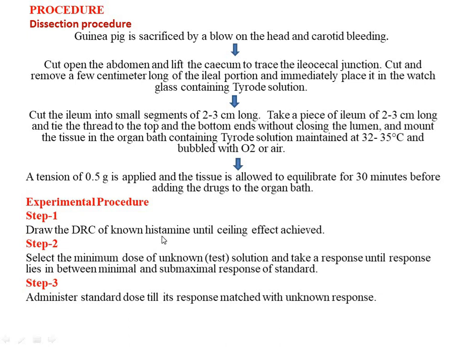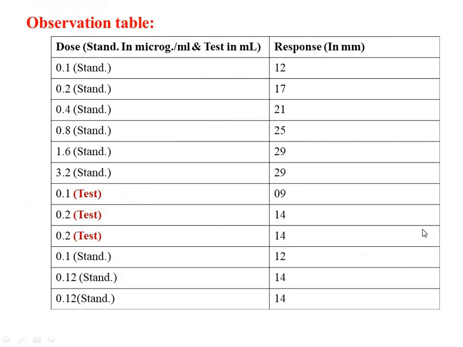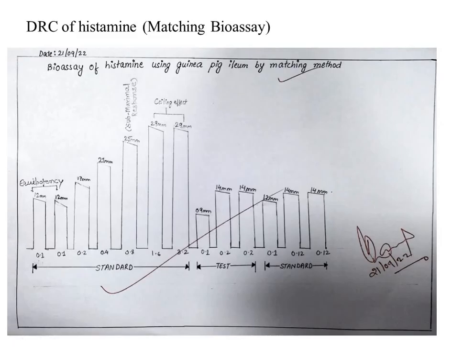So we will use different doses of standard histamine till the ceiling effect is observed. And in the second part we will select the minimum dose of unknown and take a response till the response lies in between the minimal and submaximal response of standard, and at last we will administer the standard dose till its response matches with the unknown response. So when we look at our dose response curve, then probably the student will get more idea about this. Like this is the dose response curve of histamine by matching bioassay.